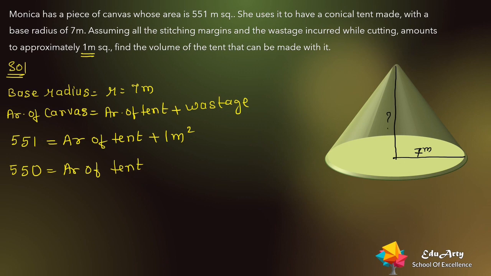But we have the surface area. You know, this is actually our CSA. So we can put this into the CSA formula and we will be able to find out the L there. Correct, first we get L, after L we get H. So that is the sequence.